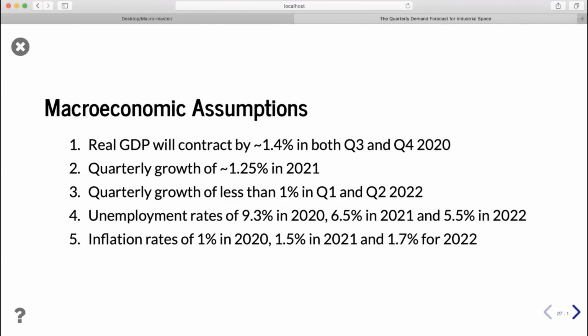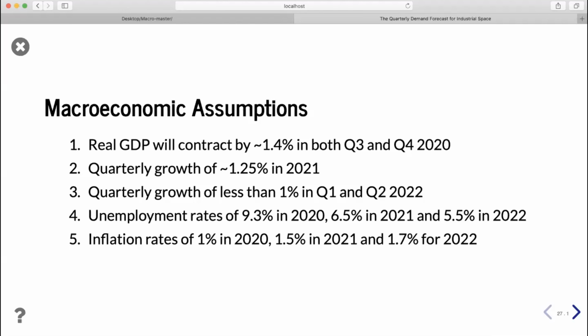Assumption one. Real GDP will contract through the end of the year, by about 1.4% in both Q3 and Q4. Quarterly growth will be very low, at about 1.25% each quarter in 2021, and will drift back down to about 1% for the first half of 2022.